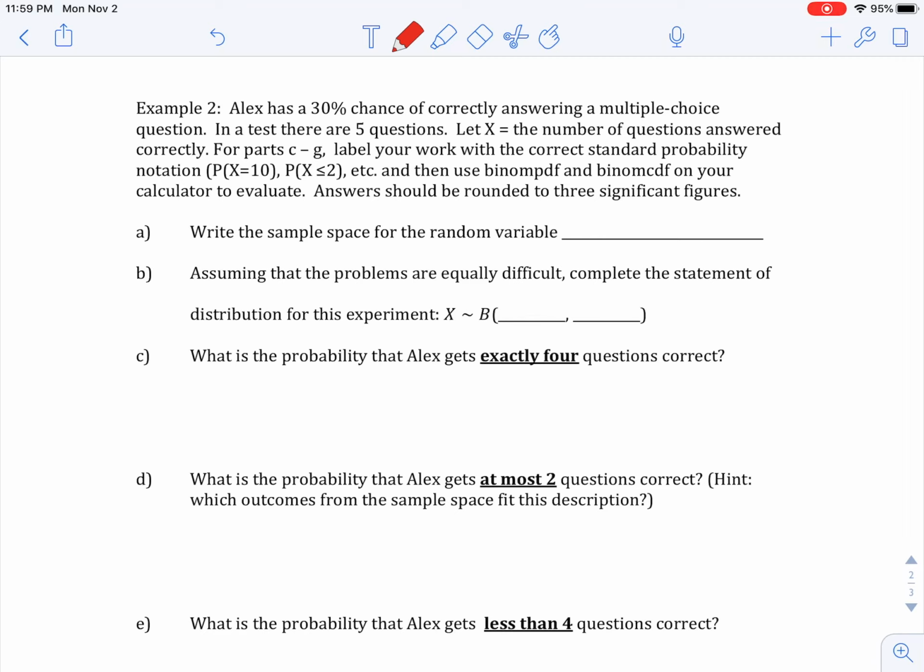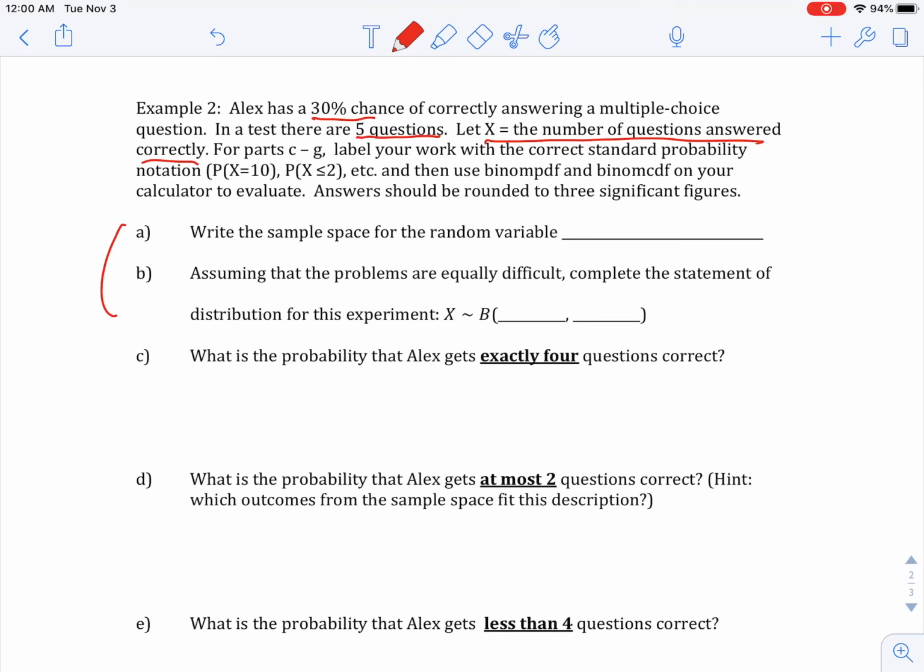So this particular problem says that Alex has a 30% chance of correctly answering questions on a multiple choice test. And we're going to assume that that's the probability for every question. He has a 30% chance of answering them correctly. Let's suppose that there are 5 questions on the test, and we're going to let X be the number of questions that are answered correctly. So we're first going to just answer some basic questions about this, and then we're going to calculate some probabilities.